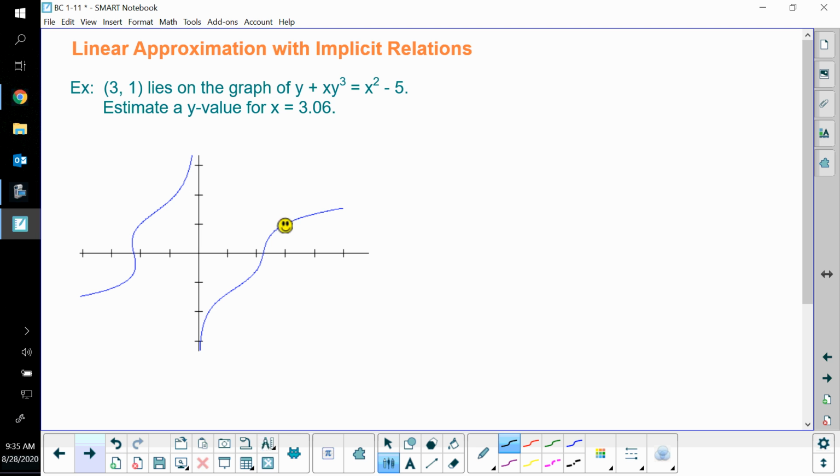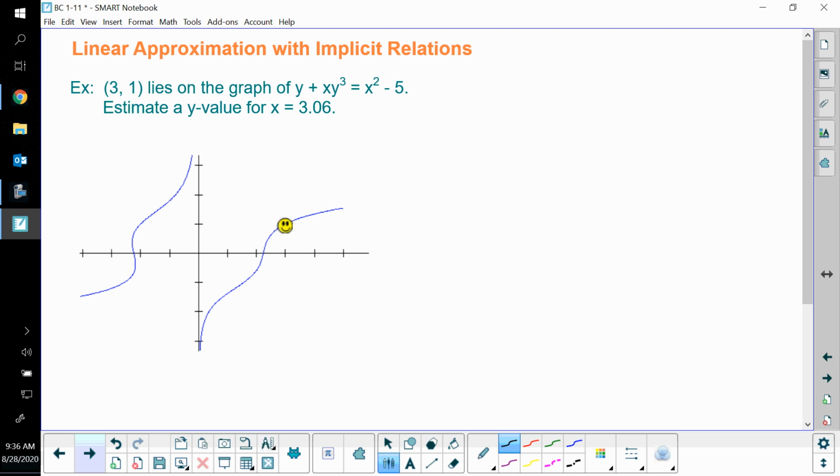All right, let's see if we can do a similar idea. With this equation, we would have to use implicit differentiation. It's not explicit because we don't have y by itself, and we can't get y by itself. So (3, 1) we can see lies on the graph there. You could also confirm that if you wanted by subbing in. You would get 1 plus 3 times 1 cubed, which would give you 4, and on the right you would have 3 squared, which is 9, minus 5 is 4. So that does check out.